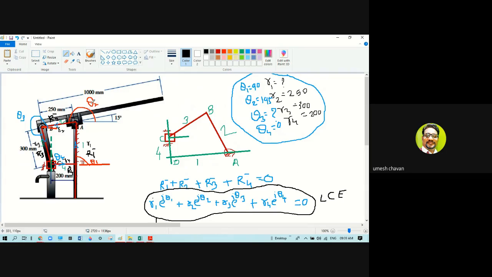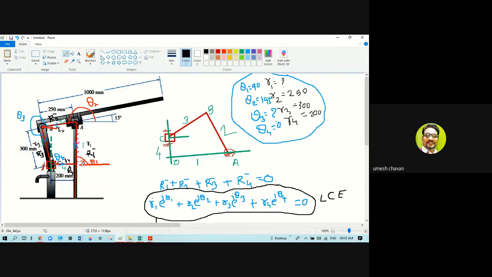Theta 2 is going to change, as when the mechanism is in operation, theta 2 is going to change. So d theta 2 by dt is omega 2. Theta 3 is also going to change. D theta 3 by dt is omega 3. Theta 4 is going to remain constant. It is not going to change. Theta 1 is not going to change either. Theta 1 is 90 degrees, it is constant. Theta 4 is also a constant, 0.